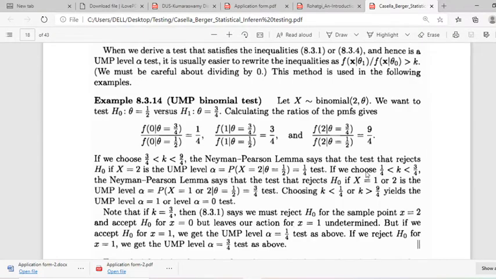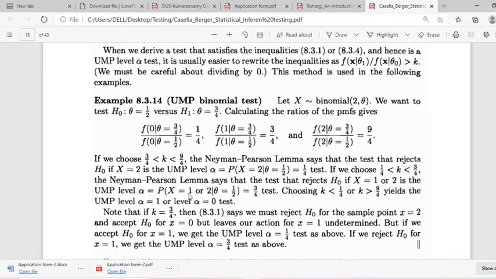Now we select an alternative case, that is if k lies between 1 by 4 and 3 by 4, then both 9 by 4 and 3 by 4 are greater than k. So what are the possible values in the rejection region? x equal to 2 and x equal to 1 are in the rejection region. So the criterion is we reject h naught if x equal to 1 or 2.